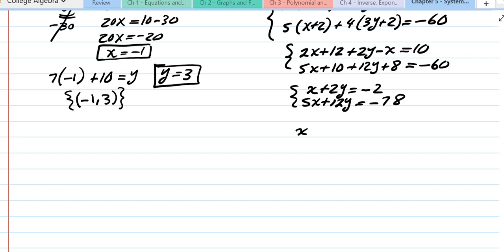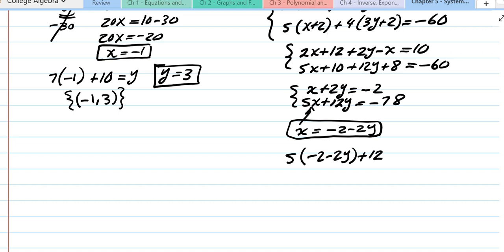So I'm going to isolate x in the first equation. That would be negative 2 minus 2y. And then we're going to substitute for x in the second equation. So that's going to be 5 times x plus 12y equals negative 78. Distribute, we get negative 10. Negative 10y plus 12y equals negative 78.